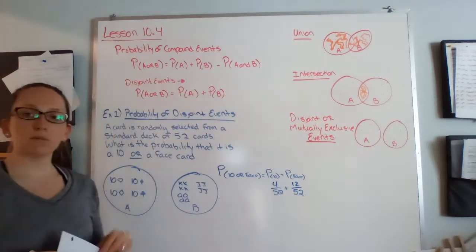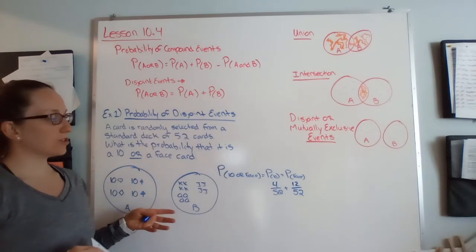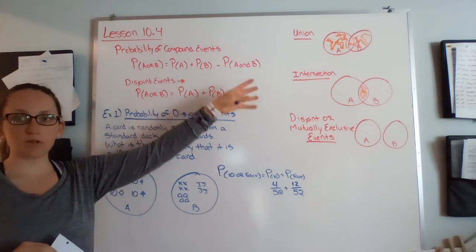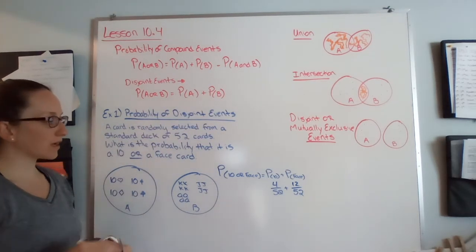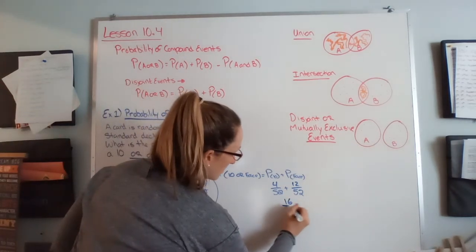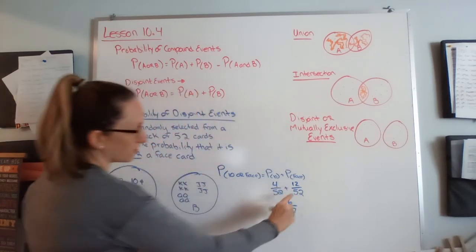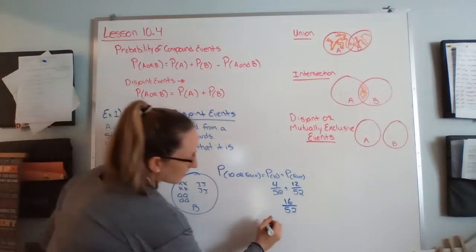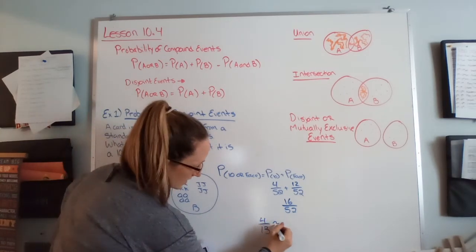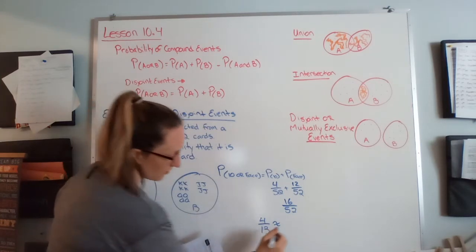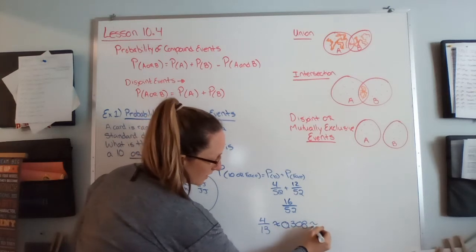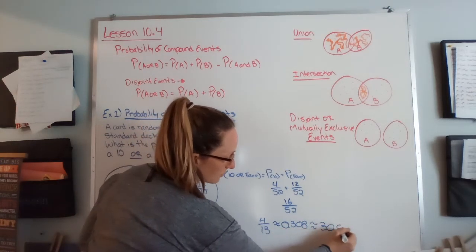Now, if these were not mutually exclusive, if they were not disjoint events, that's where we'd have to come up here and subtract away the probability of A and B, subtract away that overlap that was already accounted for. All right, so from here, you're just going to add to get 16 out of 52. Adding fractions, you add the numerators and keep the denominator the same. So that simplifies down to 4 over 13, which is approximately, as a decimal, 0.308, which as a percentage is 30.8%.